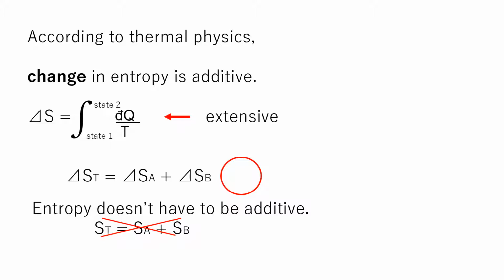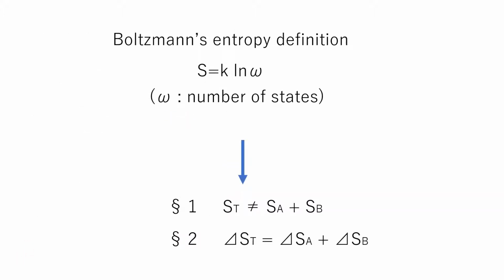According to thermophysics, changing entropy is extensive. Then changing entropy must be additive. But entropy doesn't have to be additive. Now, we will show that entropy doesn't have to be additive, and changing entropy is additive, by using Boltzmann's entropy definition. We will show that entropy doesn't have to be additive by using high school mathematics.